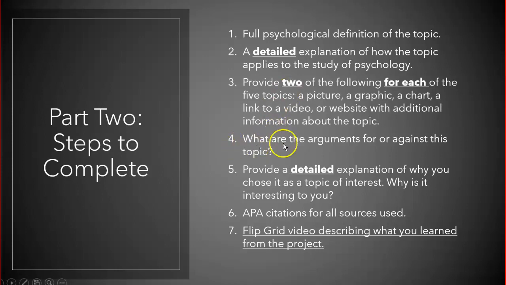Number 4, what are the arguments for or against this topic? Number 5, provide a detailed explanation of why you chose it as a topic of interest. Why is this information interesting to you? If you're using my example, I chose to study psychoanalysis because... And then you must include APA citations for all the sources that you used. So APA format is required for all sources that you use.